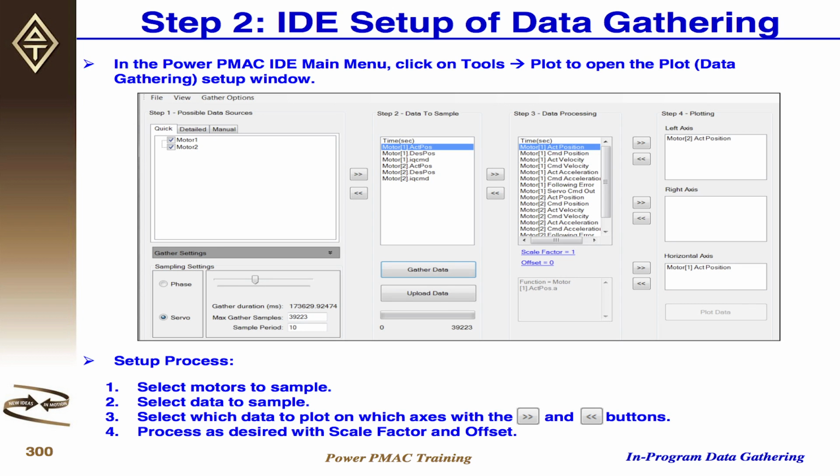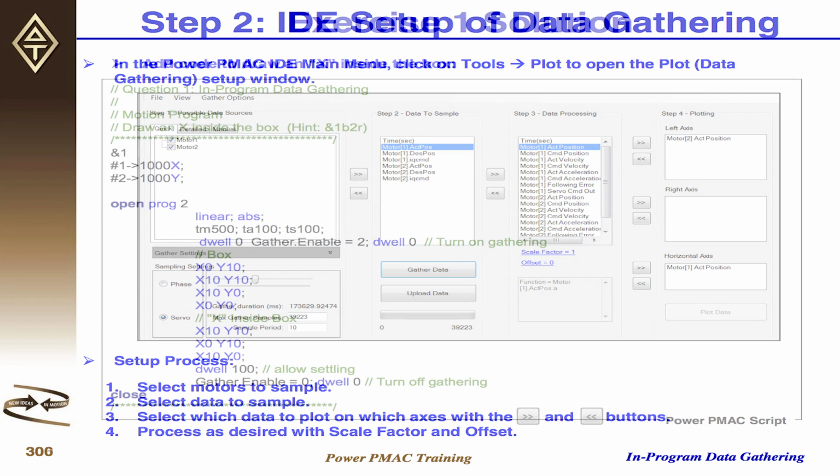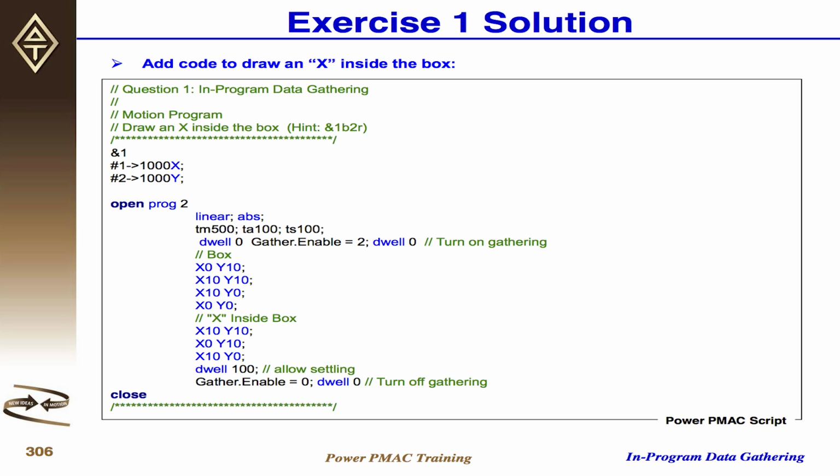So this section of the presentation just goes through the process of uploading and plotting your data and scaling it and so forth. So you can take a look at that later for your reference if you want. But the main idea is just to encapsulate gather.enable equals 2 in dwells to start the gathering before the relevant motion of your motion program, and then at the end, gather.enable equals 0 encapsulated in dwells will stop the gathering.